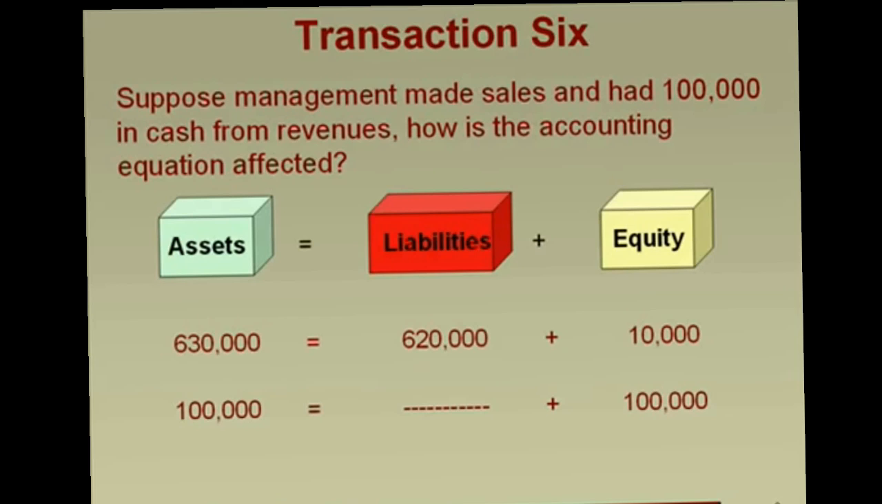You get 100,000 of revenue. So revenue has a positive impact on equity. So equity goes up 100. So the final balance is, there you go. Assets 730 equals liabilities, which are 620, plus equity at 110. Are you getting comfortable with this? Let's try the next one.